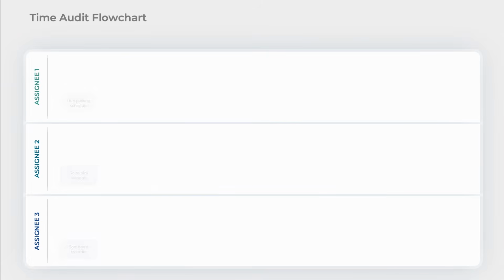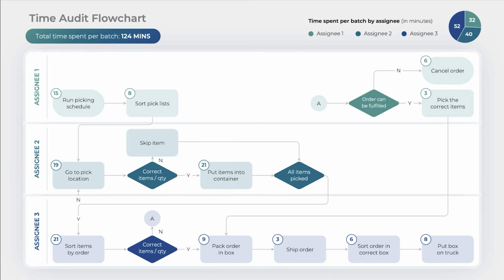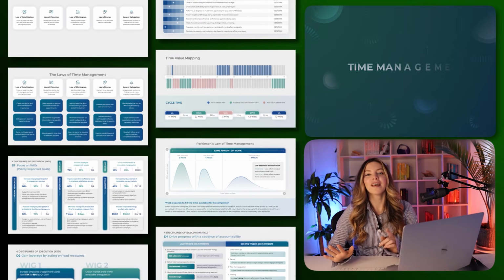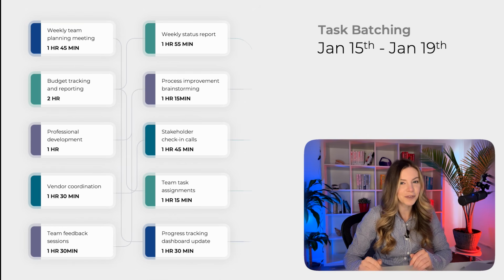The time audit flowchart maps out the process flow of a task batch, and this can be applied to the contribution of multiple team members. For each task in the workflow, note the amount of time spent. And the pie chart at the top is a summation of how much time each team member spent on the entire task batch. Mastering time management can make a significant impact on your productivity and efficiency.